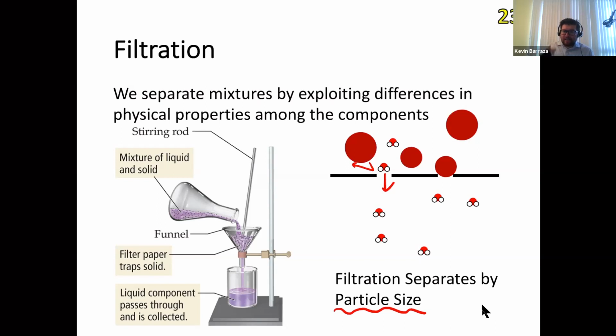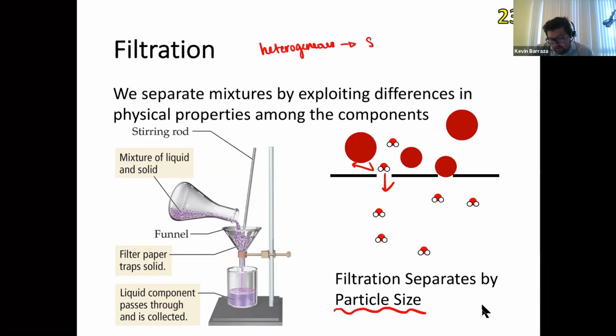So using our four classifications of matter, what kind of substances work best with filtration? Is it going to be homogeneous mixtures or heterogeneous mixtures? Filtration works best with... heterogeneous? Well, heterogeneous might be a good idea because heterogeneous mixtures are ones in which the composition is not uniform.